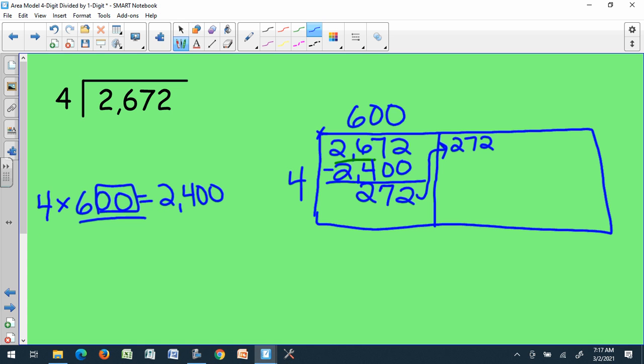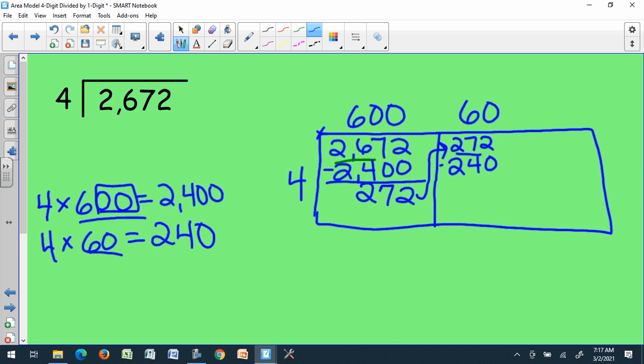Okay, so now I'm thinking about that. Those first 2 digits are 27. And again, that's really close to what I just did. So I'm going to do the same thing, only instead of 600, because now we have 1 less place, I'm going to do 60 and get that 240 that I was talking about before. So I'm going to put my 60 up here, my 240 here, I subtract, and I get 32.